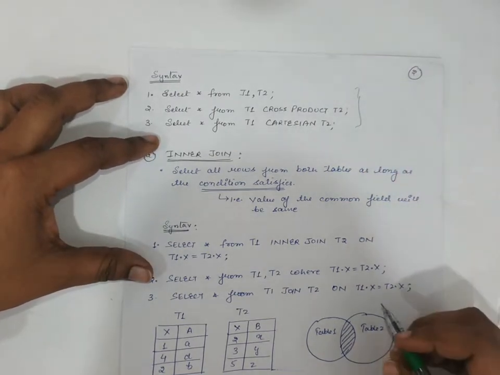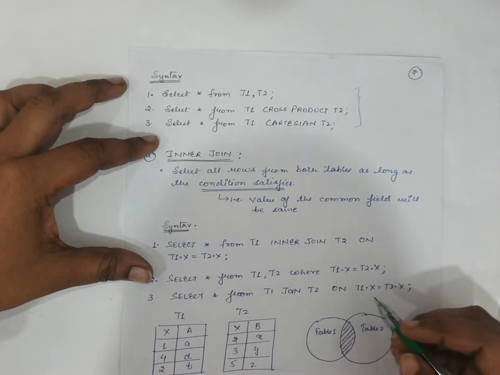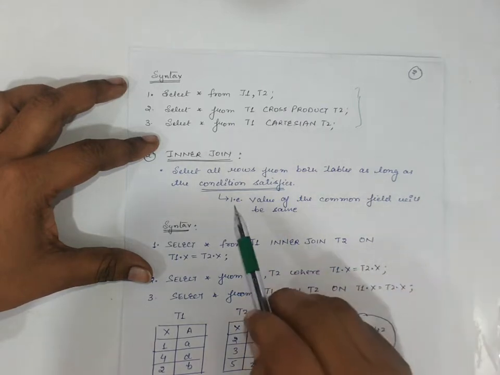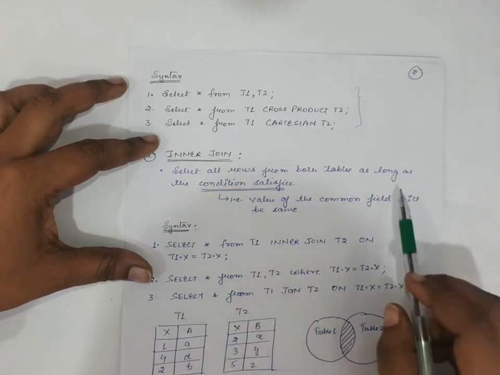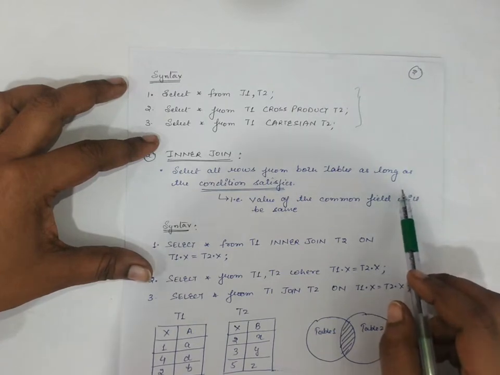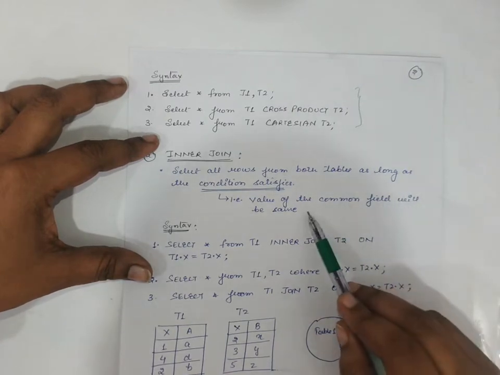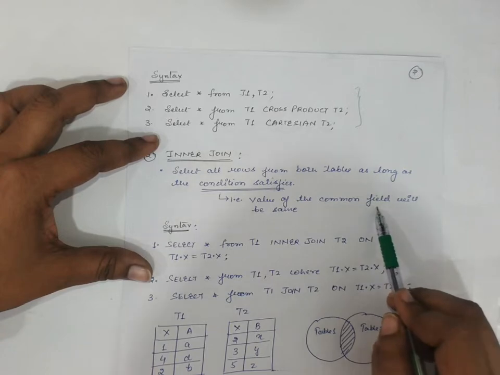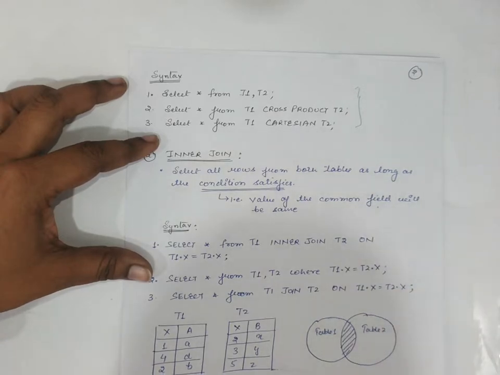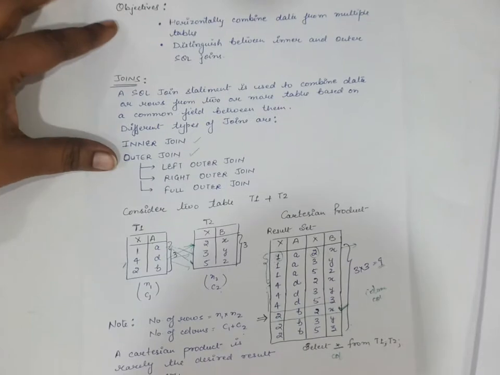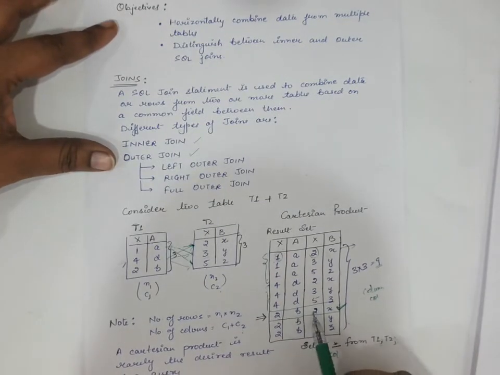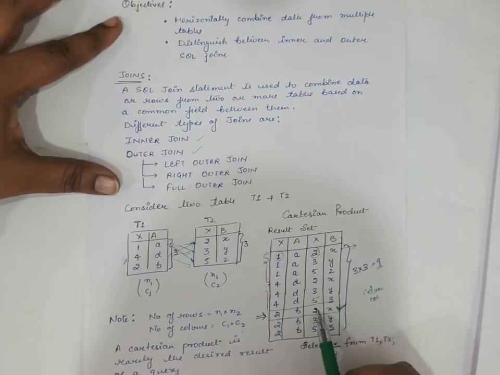So for improving the result, for fetching the correct matching tuples from the two tables, we need to impose the matching column condition criteria. Inner join selects all the rows from both tables as long as they satisfy the condition, and the condition is obviously that the common field value must be the same. You can see here the common column value must be the same. If this condition is imposed, then the correct results will be returned.